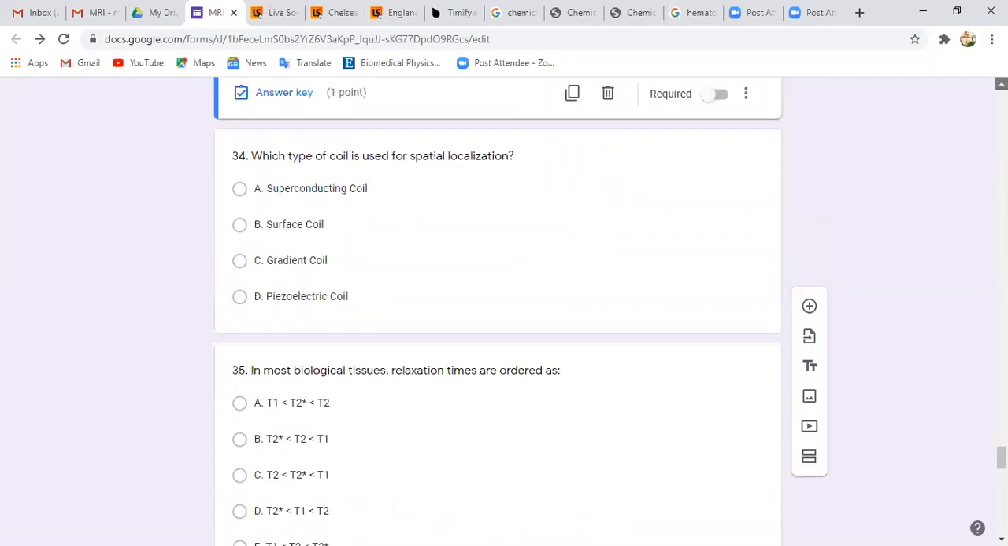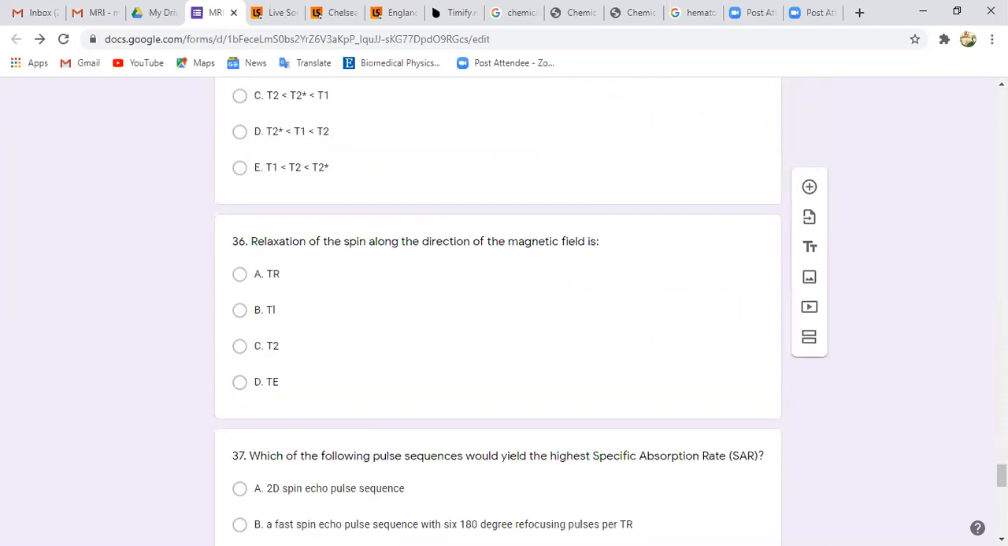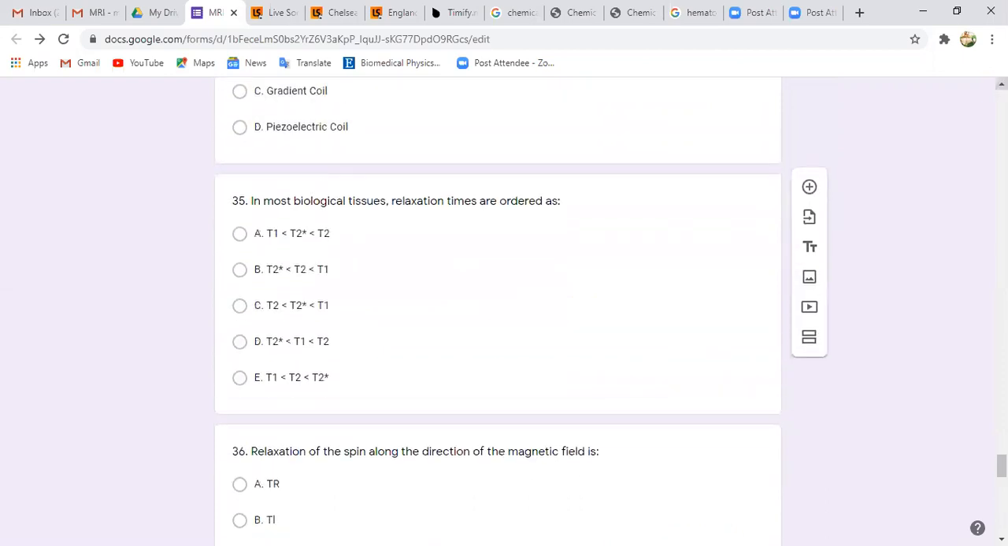I think 34, there shouldn't be any problem with that. Gradient coils, they are used for spatial localization. In most biological tissue, relaxation times are ordered as A, B, C, D, or E. I go for D. T2 star less than T1, then less than T2.